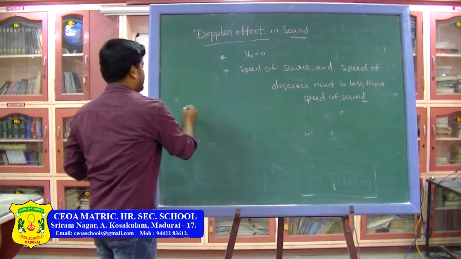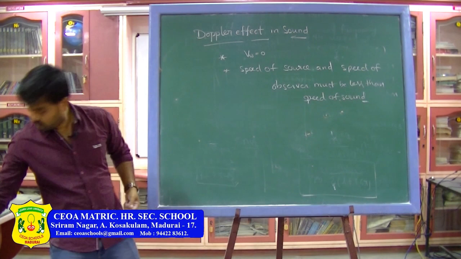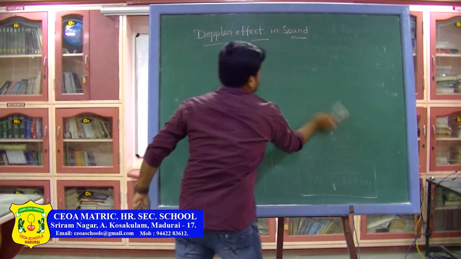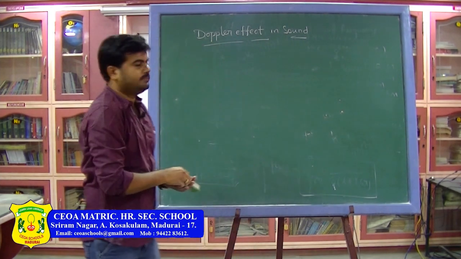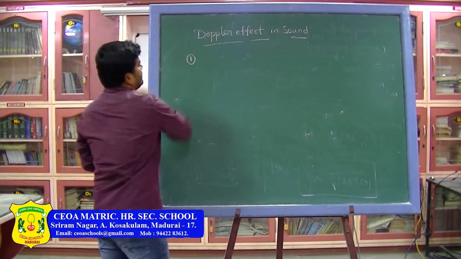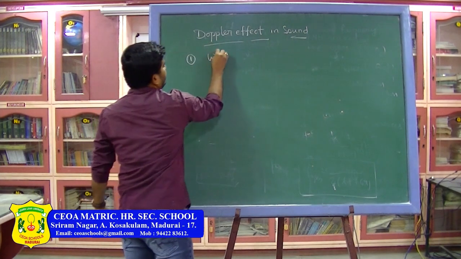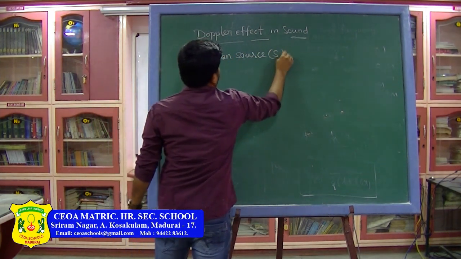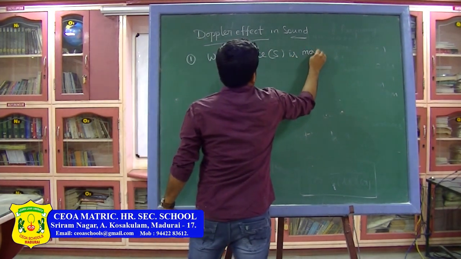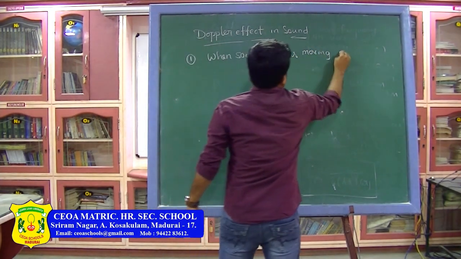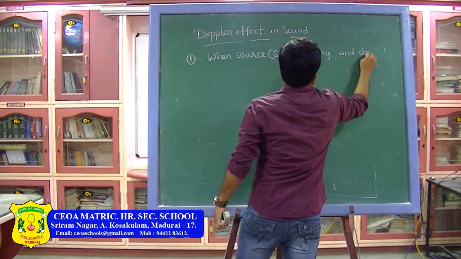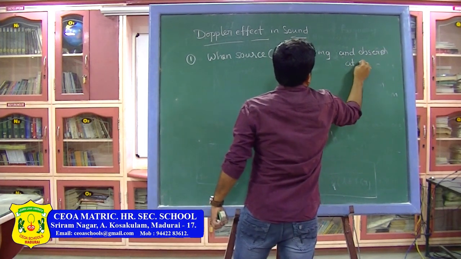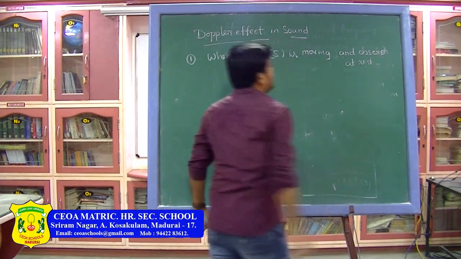First case. The first case of Doppler effect is when the source is moving. Source S is moving and observer at rest. Source is moving, observer at rest. So, let me draw one diagram.